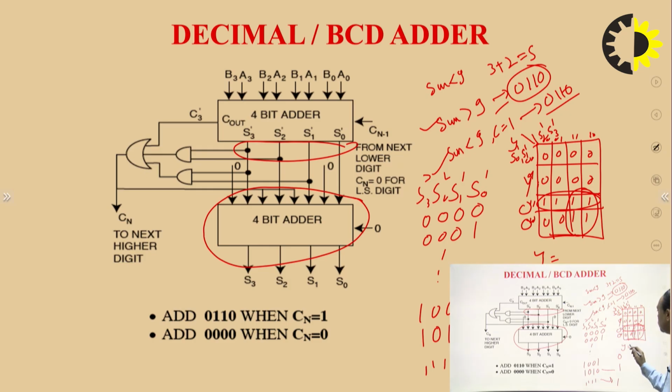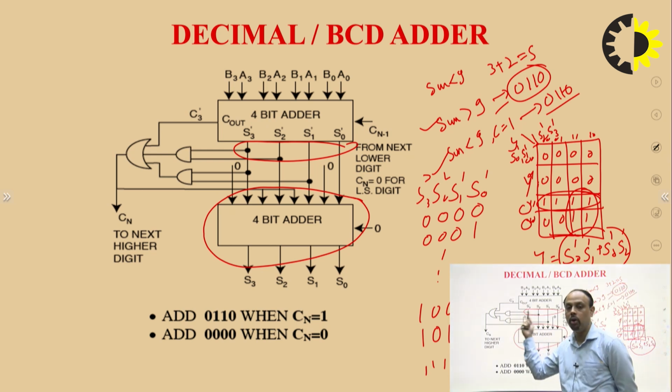and the output Y is equal to S3 S2 plus S3 S1, written in terms of the dashed variables. So if we put this logic, we have to make a correction in the output result. This logic is implemented over here with the help of logic gates.